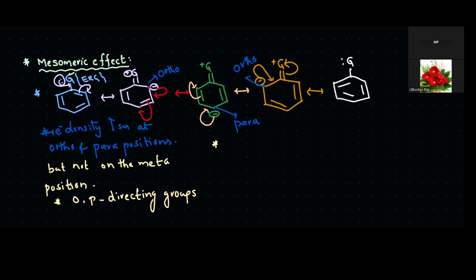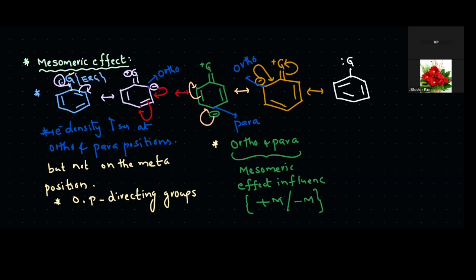Now look here, all of you. If any group is attached at the ortho and para positions, the mesomeric effect influences it, whether that mesomeric effect is plus M or minus M, whatever the group. Or at the para position, if any group is attached, only the mesomeric effect influences it.